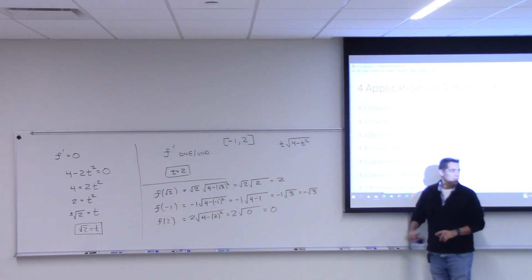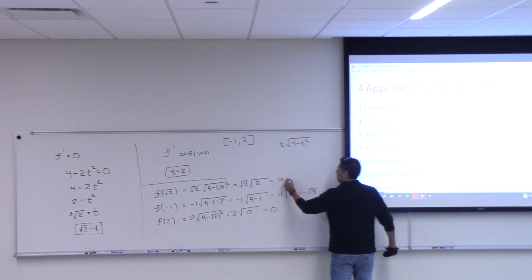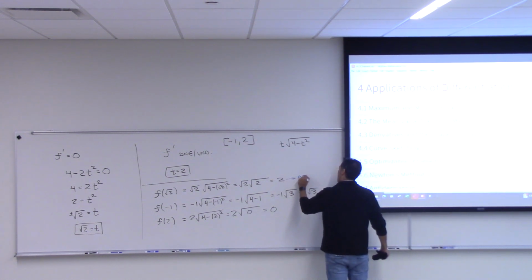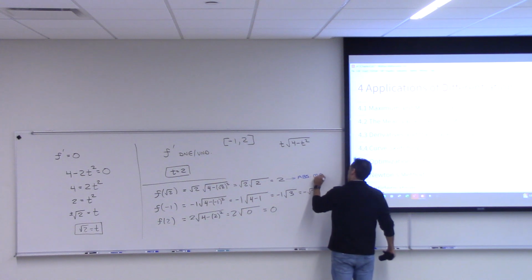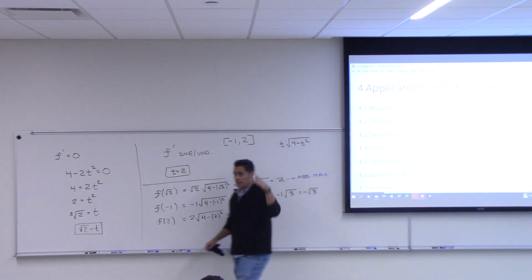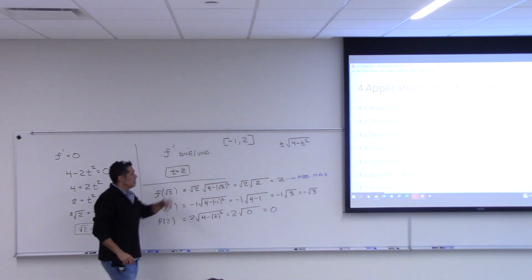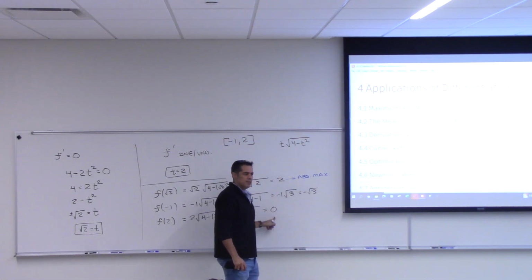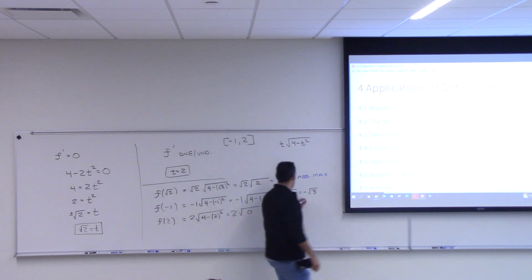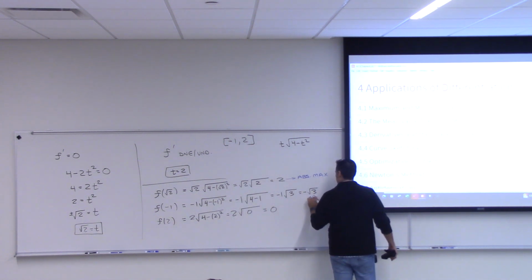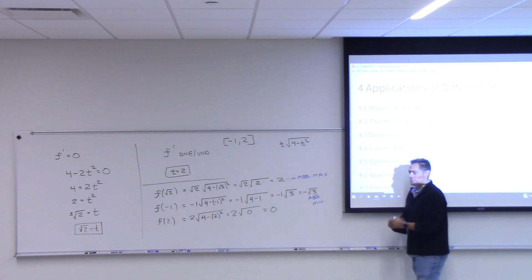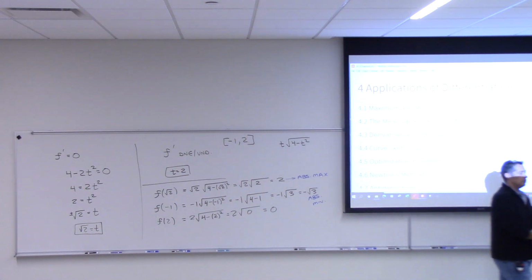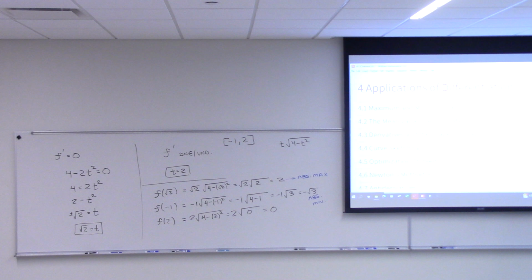So the absolute maximum is this number right here. That's the absolute maximum, because that's the biggest number that comes out, 2. And then the absolute minimum would be this number because it's a negative number, right? This is 0, a negative number is smaller, so this is our absolute minimum. Questions? Sure?